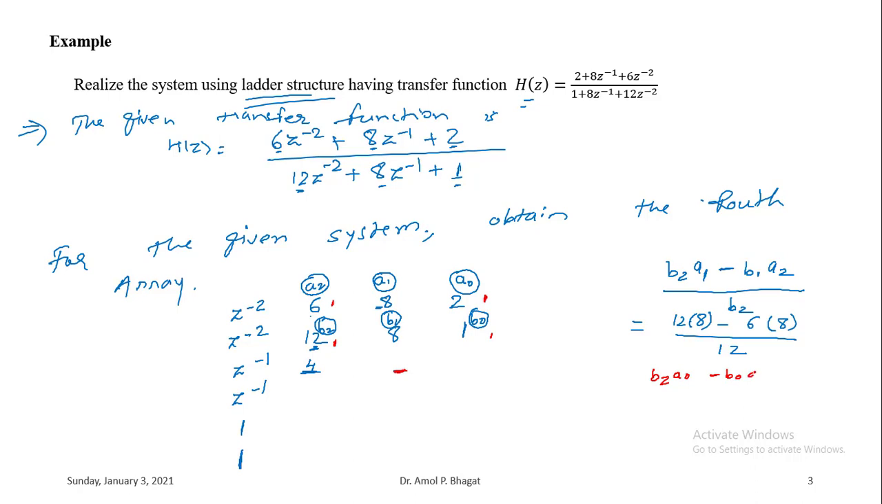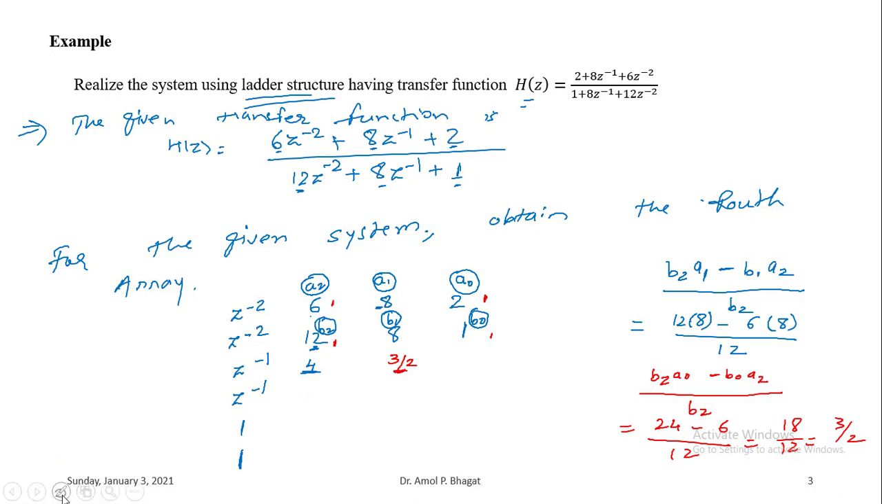Minus b0 multiplied by a2, and the whole divided by b2 again, right? So the value of b2 is 12 multiplied by 2, that is 24, right? Minus b0 multiplied by a2, which is 6, and divided by 12, so it will be 18 by 12. That means 18 by 12 is 3 by 2, right? So this next coefficient is 3 by 2. Similarly, you will compute the next coefficient, right?